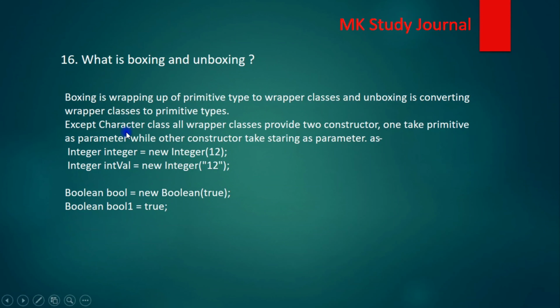And then, except the Character class, all the wrapper classes provide two constructors. One takes the primitive as a parameter, while the other constructor takes a string parameter. So in this example you can see that in the first we are passing the primitive type, and in the second we are passing the string as an argument. So this will be converted to the Integer wrapper class. So this is boxing and unboxing.